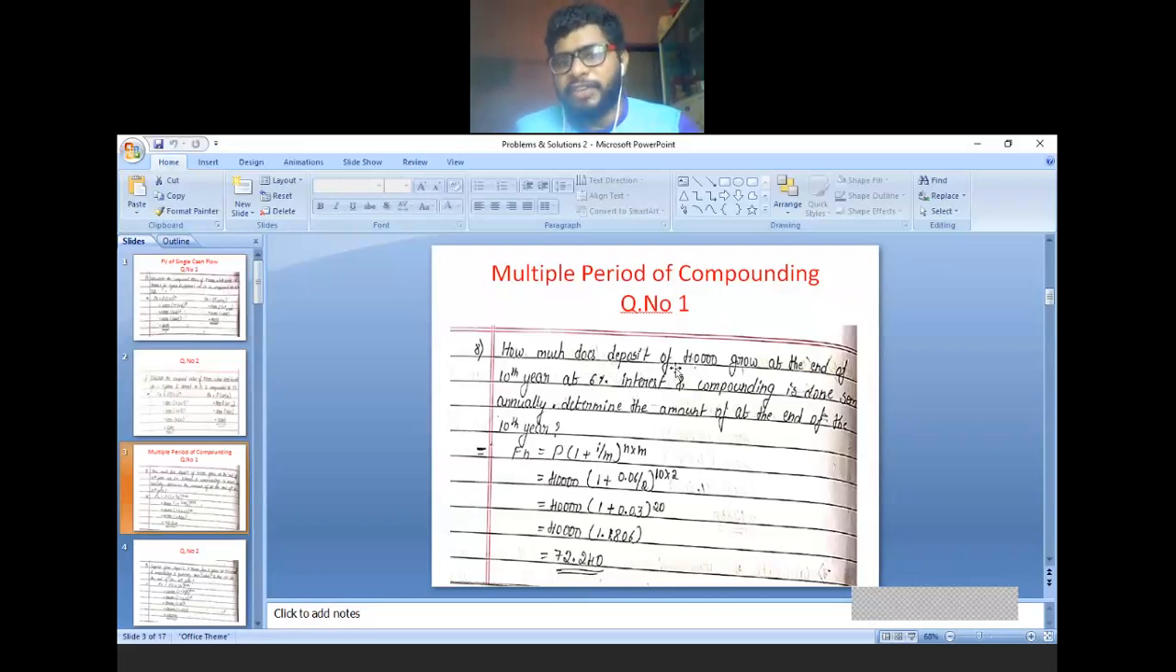How much does a deposit of rupees 40,000 grow to at the end of the 10th year? That means you have to calculate the future value for the 10th year at 6% interest, and compounding is done semi-annually. What do you mean by compounding is done semi-annually? That means they are calculating the interest every 6 months. Once semi-annually, monthly or quarterly is given, it means m is given in the problem. At that time you have to apply the formula wherever m is available. Therefore, you have to apply the multiple period of compounding formula.